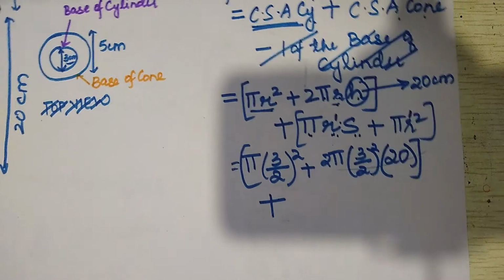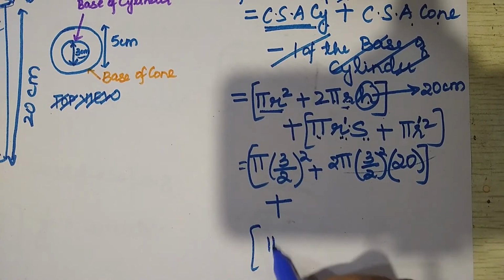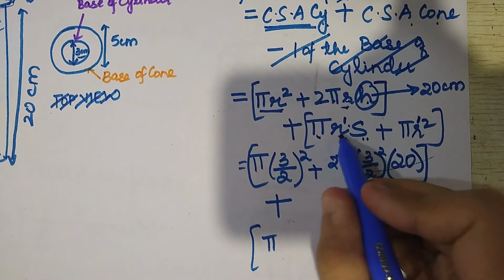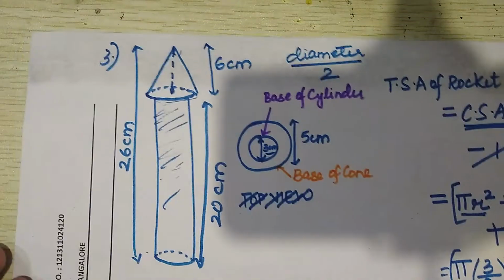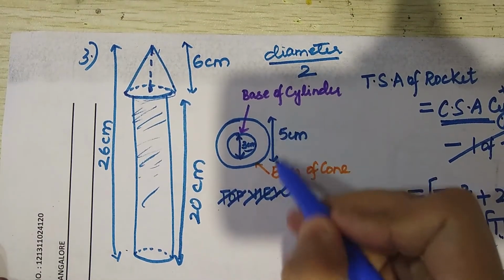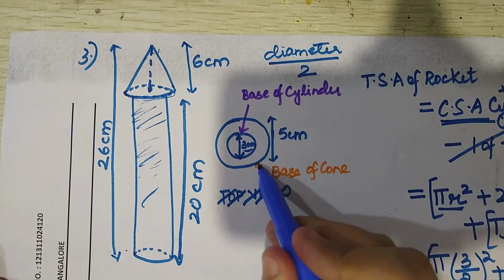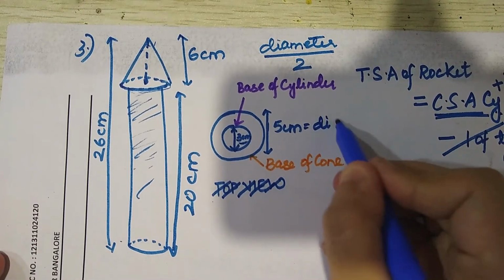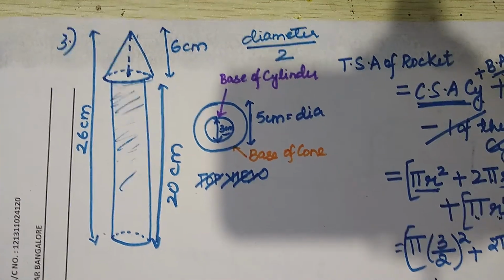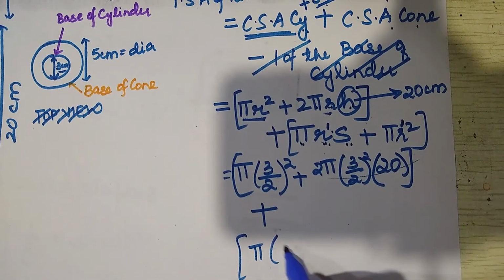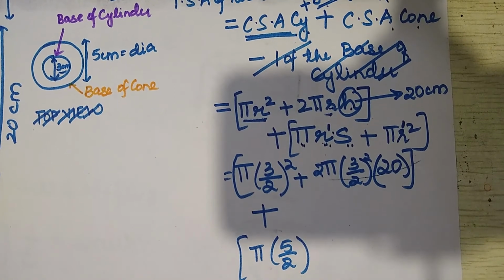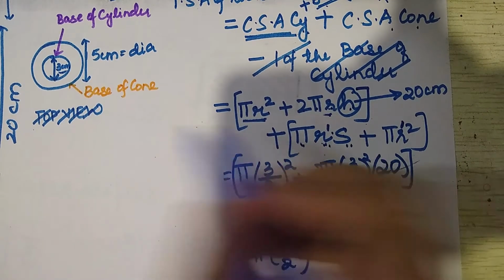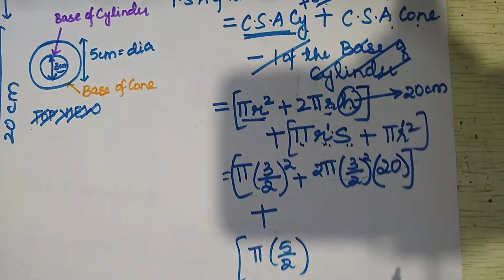Now for the cone part, plus pi into r. This r is for the cone. So go back to the question. This 5 centimeter is for the base of the cone. So this is the diameter. We need the radius. So pi into 5 divided by 2, because that is the radius for the cone.